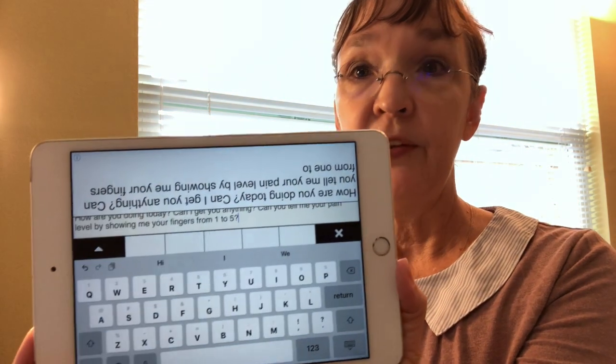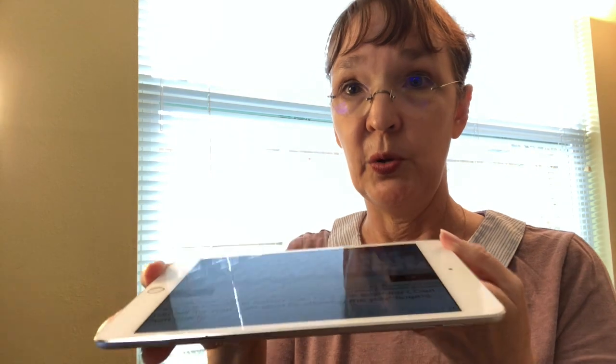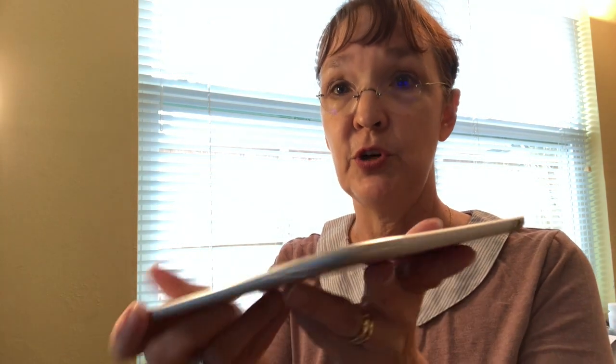And then on the other side, just like before, you're going to see that it's upside down. And it's upside down because the idea is that you're holding this here and your communication partner is on the other side, either standing or sitting. And so you can go back and forth. And then that person, you turn it around, and that person could either type in their answer, or if they had speech, then they could speak their answer. So it's just a really, really great tool to use in a variety of situations.